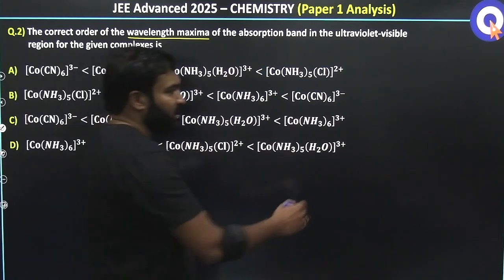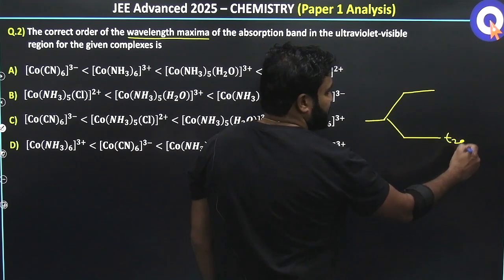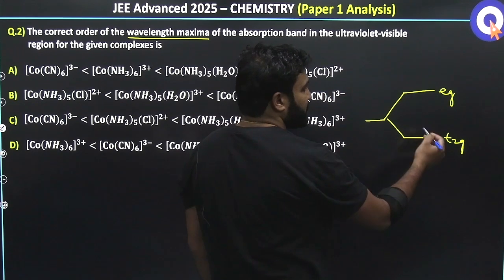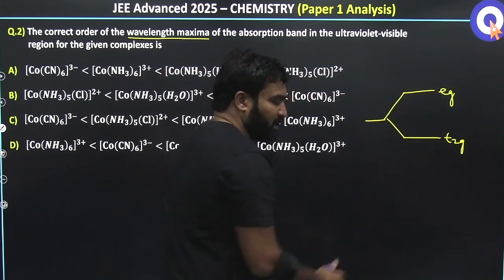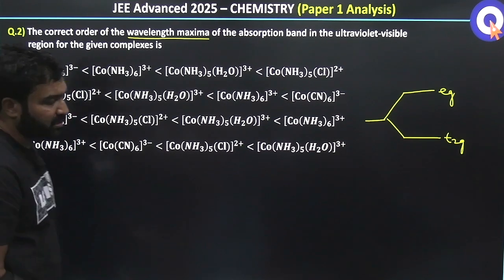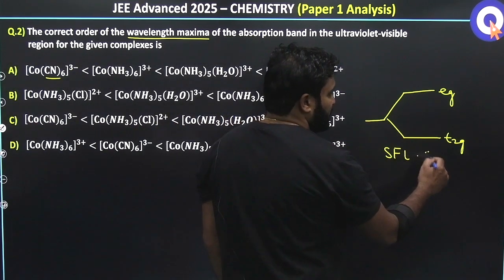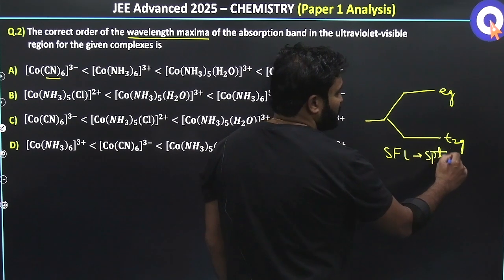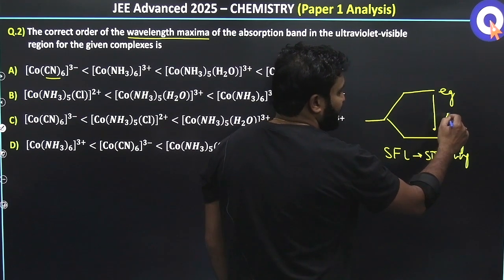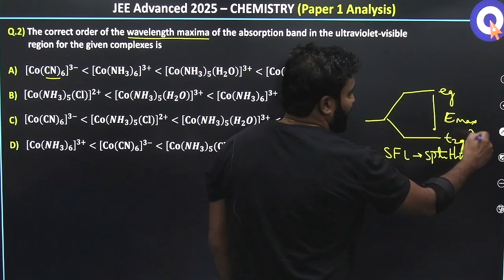As we know, in CFT, the d orbital splits into t2g and eg orbitals, right. Now, if strong field ligands are present in the complex, then what will happen? The splitting will be more. When splitting is more, automatically the energy gap will be more and delta E, the energy, will be maximum, and lambda will be minimum.